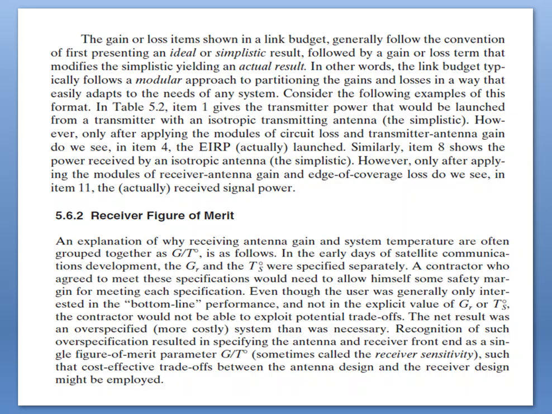Item number 1 gives the transmitting power that would be launched from the transmitter with an isotropic transmitter antenna. However, only after applying the modulus of the circuit loss and transmitting antenna gain can we see that the EIRP is also launched. Similarly, coming to item number 8, it shows the power received by the isotropic antenna. However, only after applying the modulus of the receiving antenna gain and the receiver circuit loss do we see the received signal power. And this is a simple example of link budget analysis.